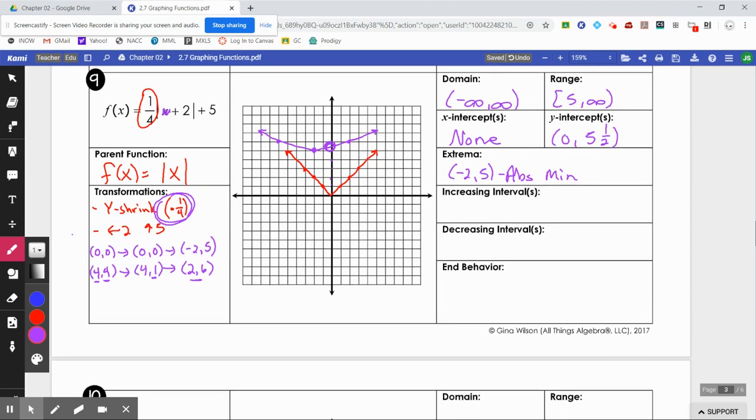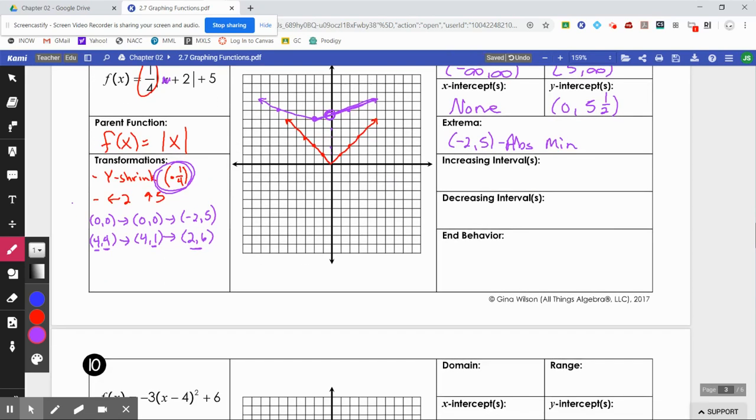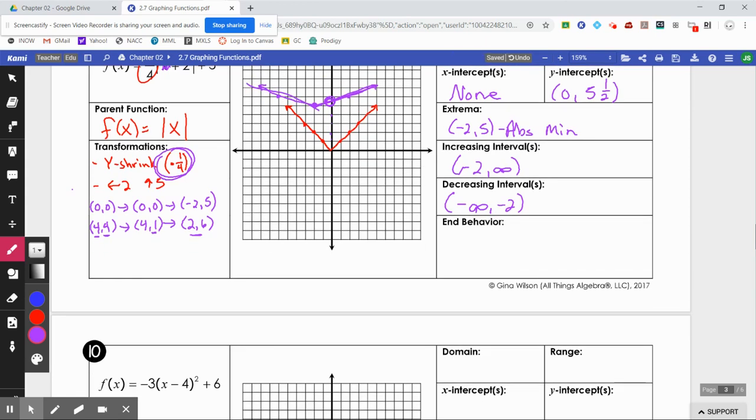My increasing interval would be from here over. Again, that's going to start at my vertex, which was at -2, so I'm going to increase from -2 to infinity, and I decrease from negative infinity up to that -2 because it was downhill over here. My end behaviors, as we travel to the right on my graph increases without bounds, so y goes to infinity. As I travel to the left, we're going up as well, so as x approaches negative infinity, y approaches positive infinity.